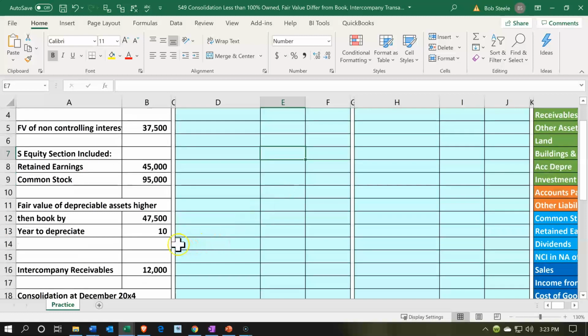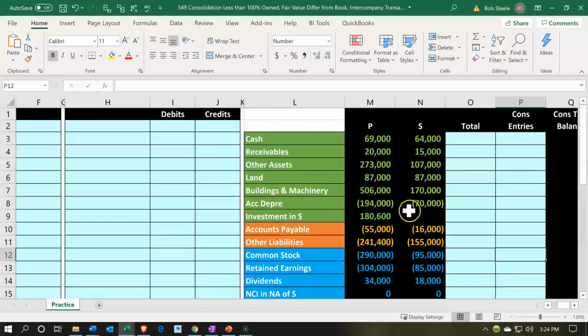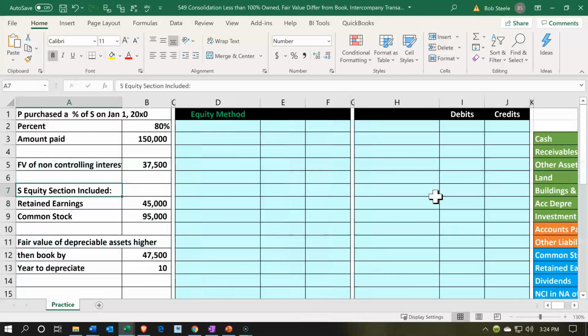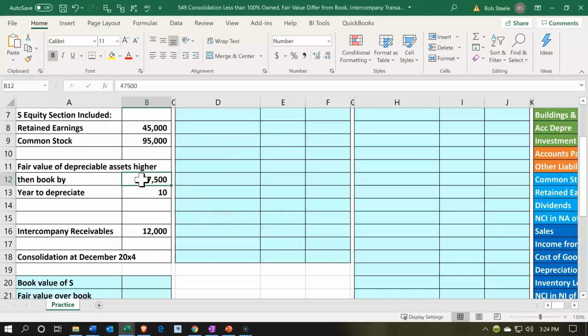Fair value of depreciable asset higher than the book value. In other words, at the point in time of purchase, if we were to take a look at S's depreciable assets, which would be the book value, the cost minus the accumulated depreciation at the point in time of purchase, the fair value was higher. We determined it to be higher by the 47.5. That's going to be the key factor because we know that if we increase that amount, we'll also have to deal with the depreciation and the related accumulated depreciation, which will be accumulating now for the point in time of this consolidation or of the purchase.